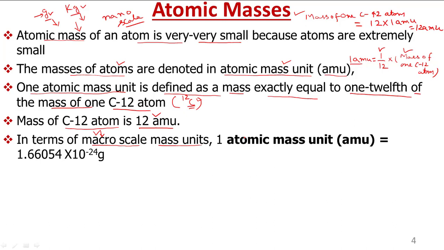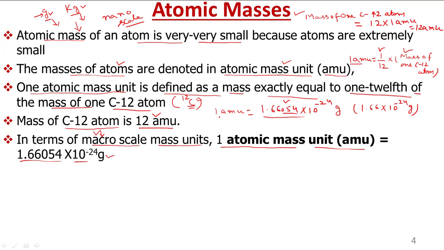If we have to convert AMU to mass, the definition of AMU gives that 1 AMU is equal to 1.66054 into 10 raised to the power minus 24 gram. You have to remember this value. In my next slide I will also prove how this number came. It is very difficult to remember the value up to so many significant figures, so for numerical purposes, you can remember it as 1.66 into 10 raised to the power minus 24 grams.